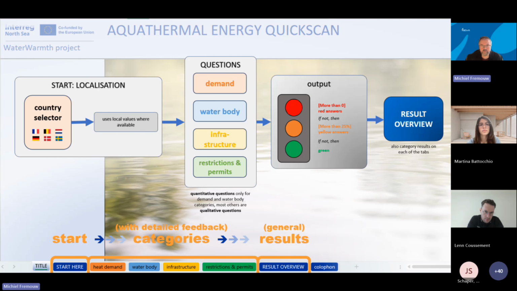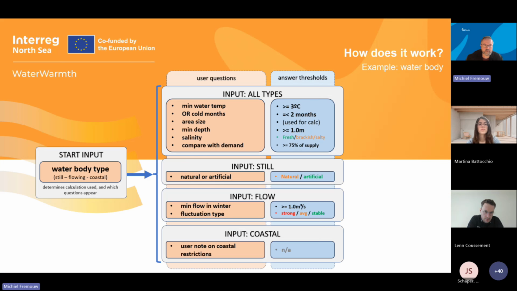There's also the result overview, where you can see how you score on the different categories. But these are the general results. We also encourage you to look at the categories themselves. Each tab has a feedback sheet at the bottom that tells you where it is and what's good, what needs addressing, and what could possibly be a deal breaker. This is one example of how the tool works.